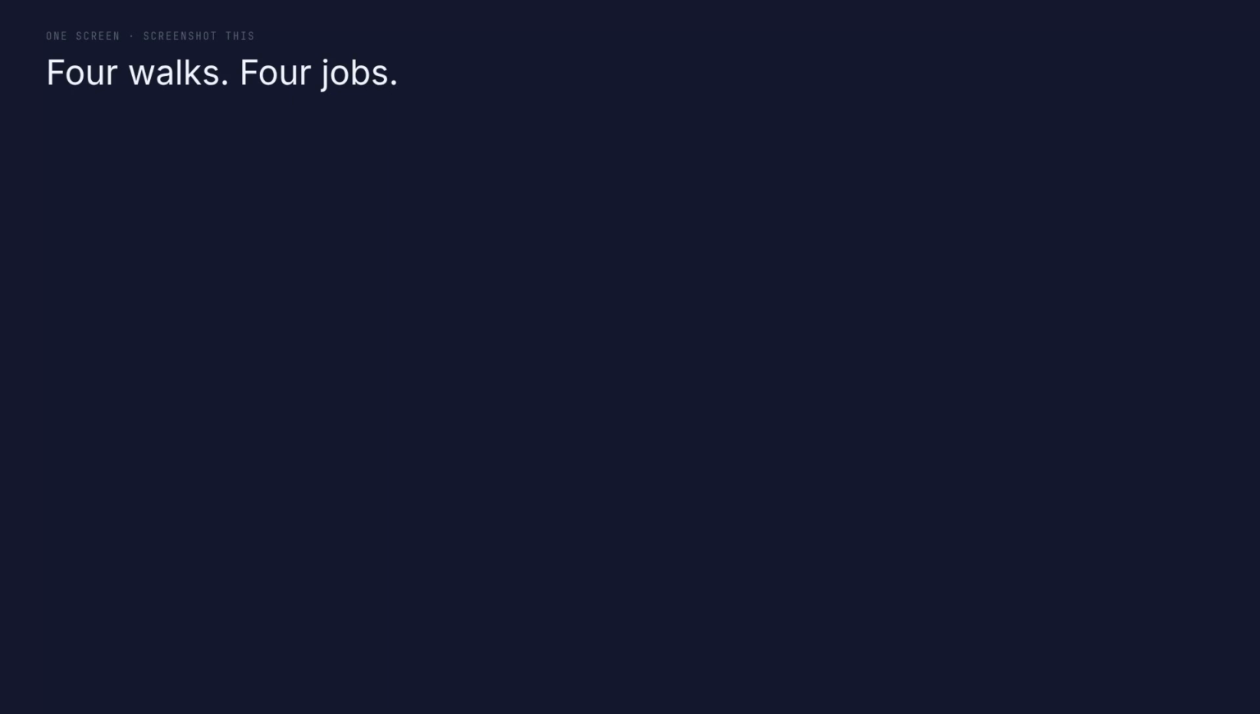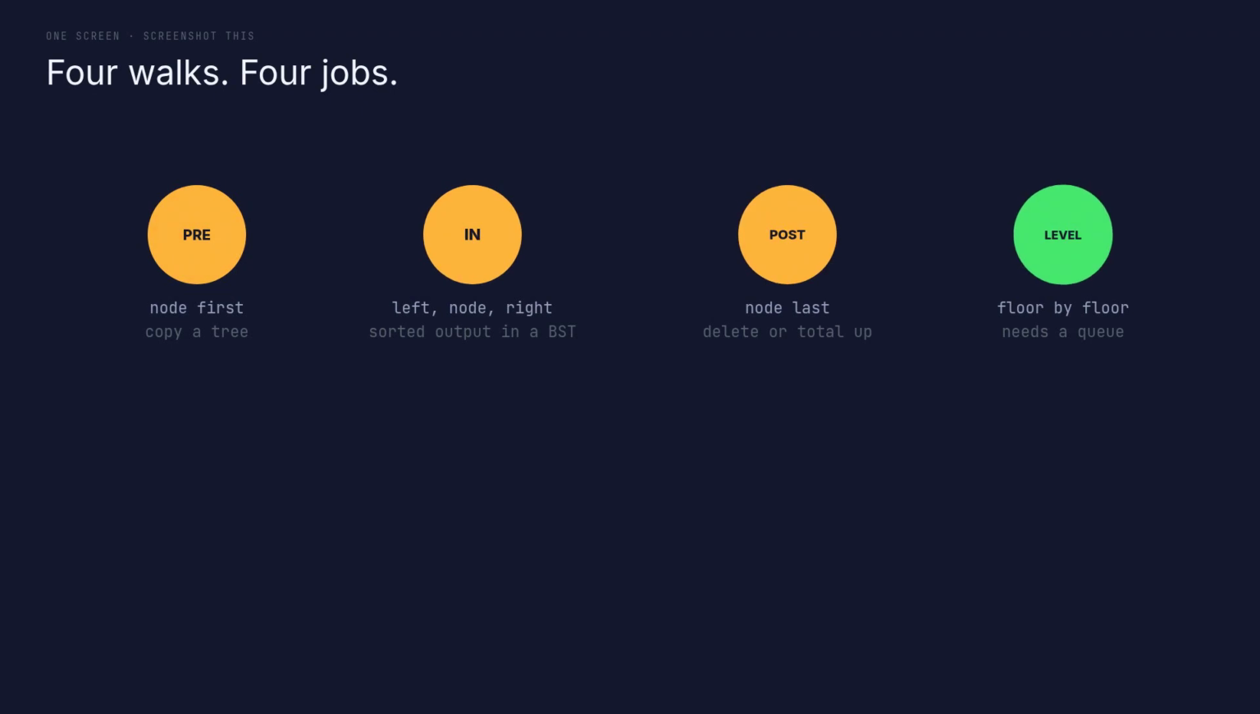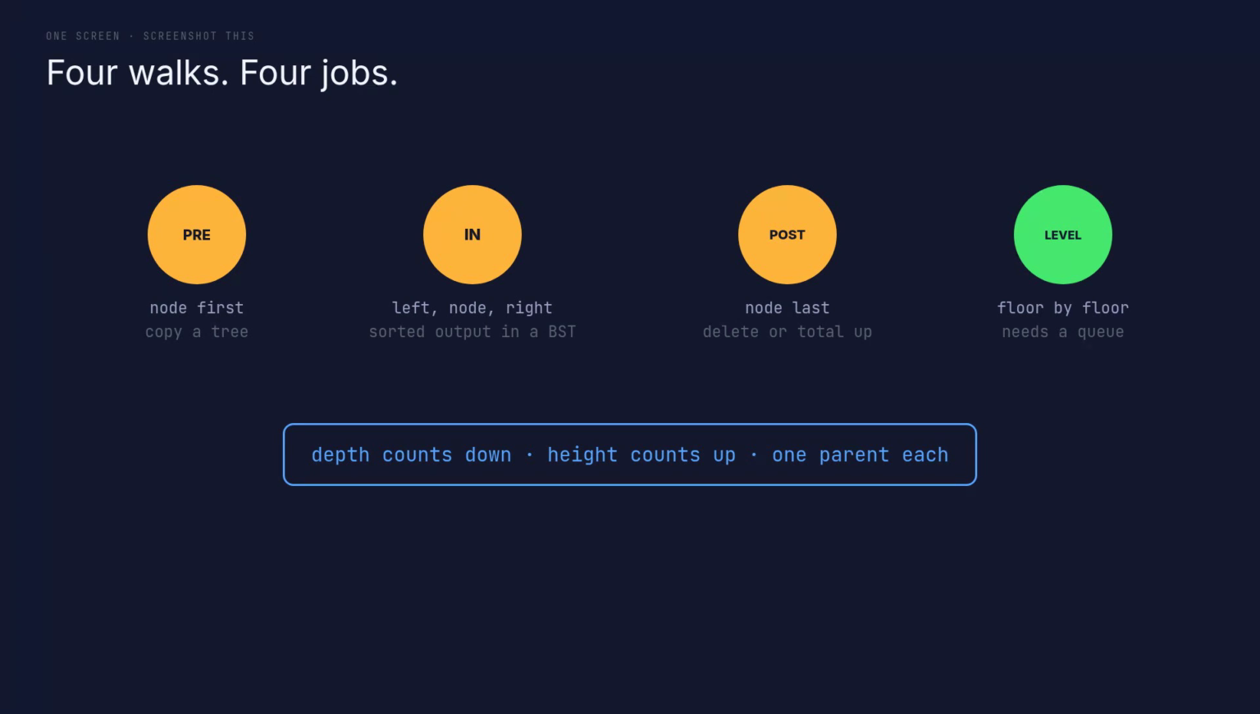Okay, before you go, here's the whole thing on one screen. Preorder counts the node first, and that's how you copy a tree. Inorder goes left, node, right, and in a search tree it comes out sorted. Postorder saves the node for last, which is what you want for deleting or totaling up. And level order reads floor by floor, using a queue, plus the 3 rules that never change. Depth counts down from the root, height counts up from the bottom, and every bin has exactly one parent. So go ahead, pause and screenshot this one.